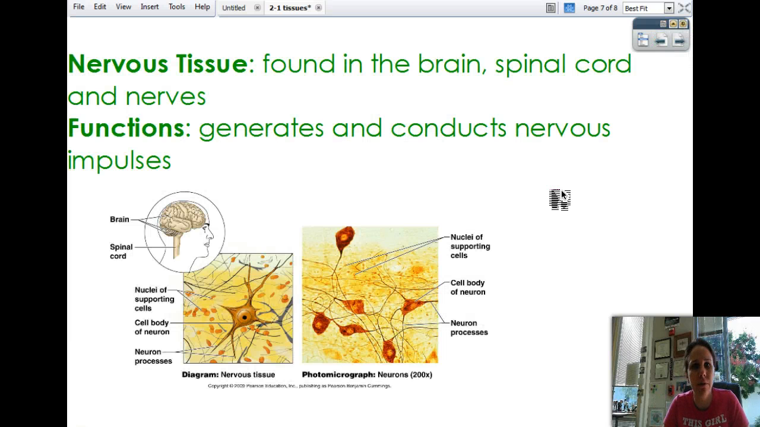All right, so that's it for the first unit, 2-1, histology. So what do you need to know? Histology, study of tissues. There's 4 types of tissues. Know the basics of where you can find them and what each one can do.